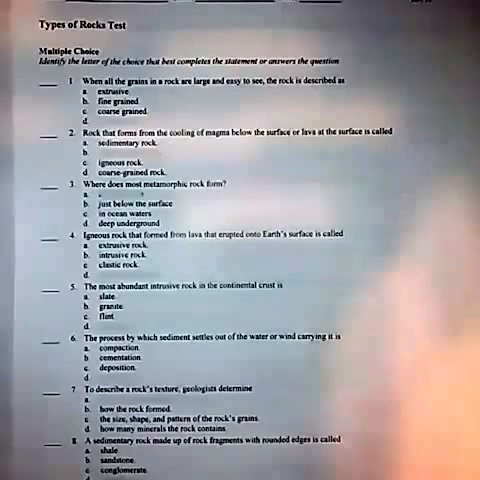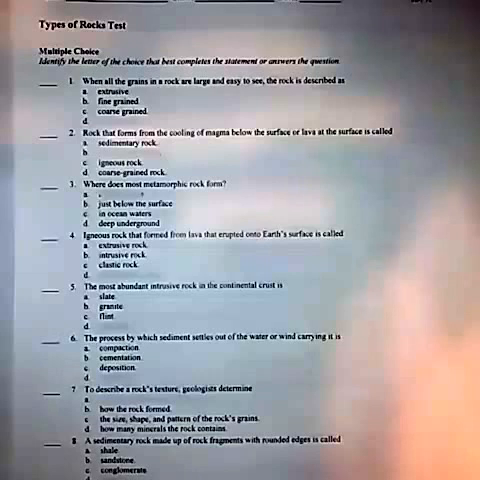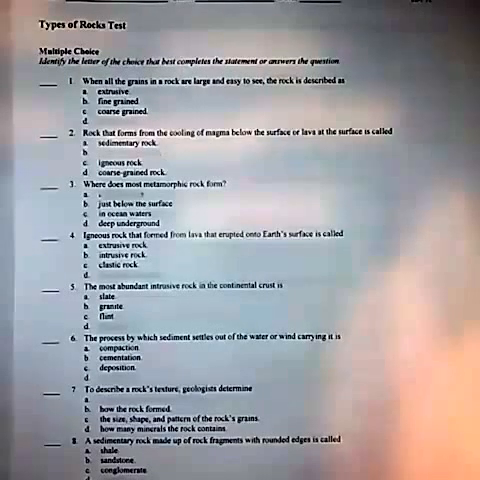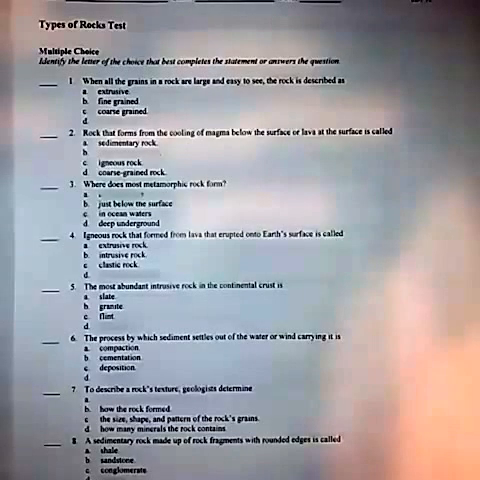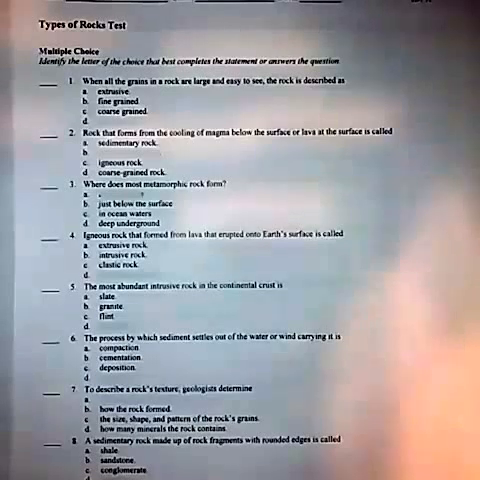Number 1. When all the grains in a rock are large and easy to see, the rock is described as A. Extrusive, B. Fine grained, C. Coarse grained. Number 2. The rock that forms from the cooling of magma below the surface or lava at the surface is called A. Sedimentary rock, C. Igneous rock, or D. Coarse grained rock.